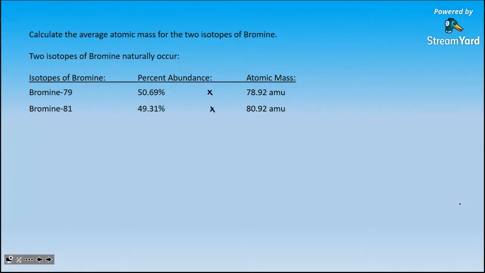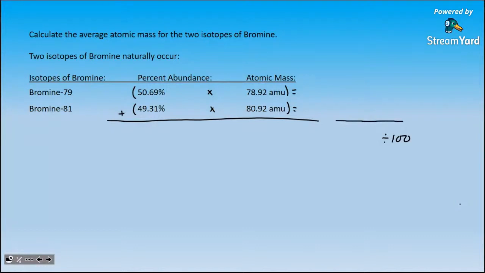So if you paused the video, welcome back. I'm going to go on and work this problem. And I work it the same way as the previous one, but instead of rewriting everything out, because it's in this nice little table, I can set it up as such, but I'm still going to put it into my calculator as open parentheses 50.69 times 78.92, close parentheses, plus open parentheses 49.31 times 80.92, close parentheses, and hit enter.